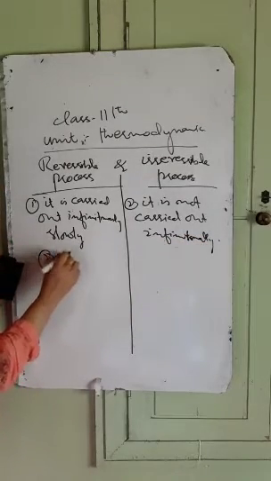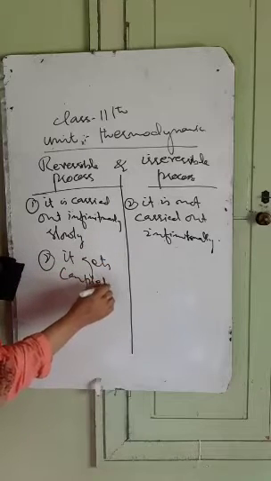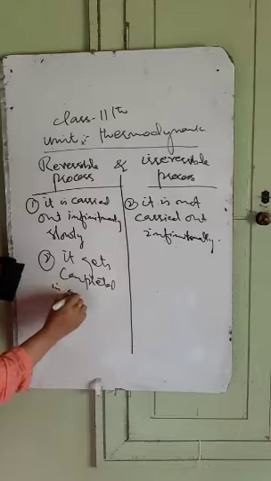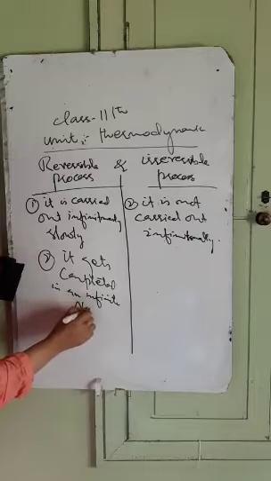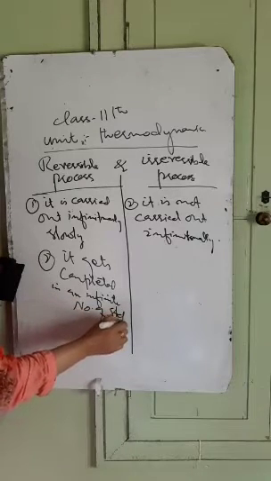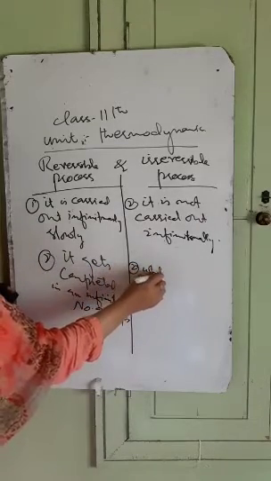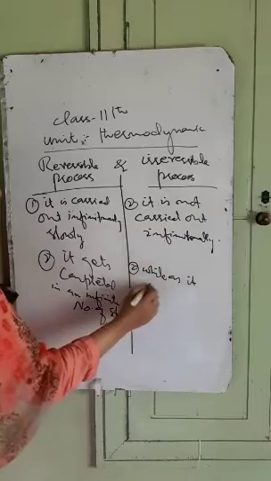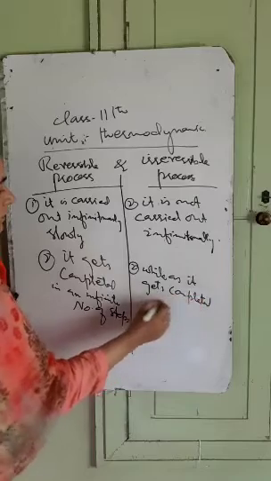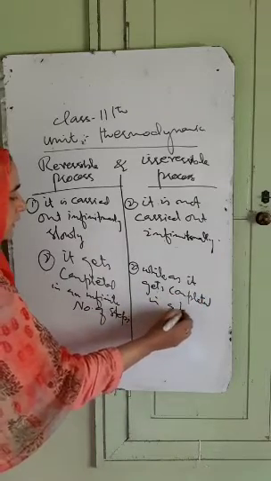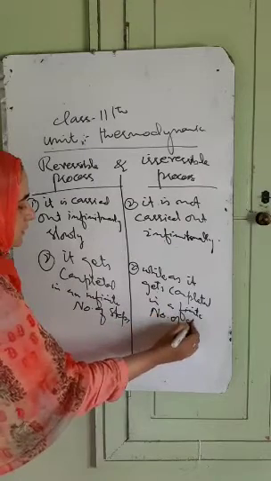Number 2, it gets completed in an infinite number of steps, while as number 2, it gets completed in a finite number of steps.